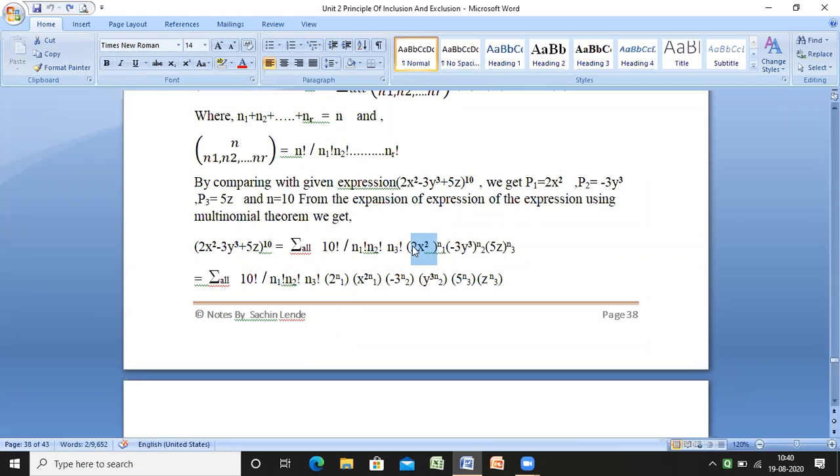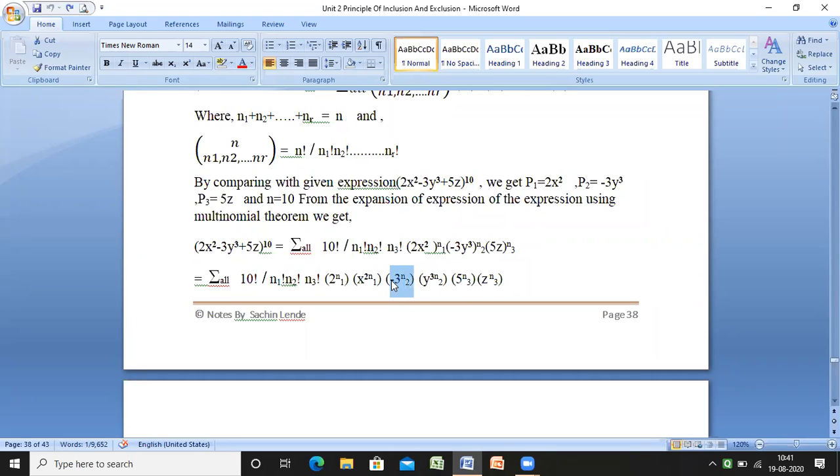We just separated these two: 2x square, we separated 2 from x square, 2 to the power n1 as well as x square to the power n1. Similarly for this, minus 3y cube to the power n2. Similarly for this, 5z to the power n3. So we separated the coefficients of x, y and z. The coefficient of x is 2, the coefficient of y is minus 3, and the coefficient of z is 5.